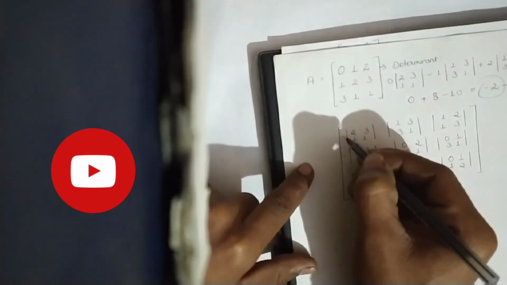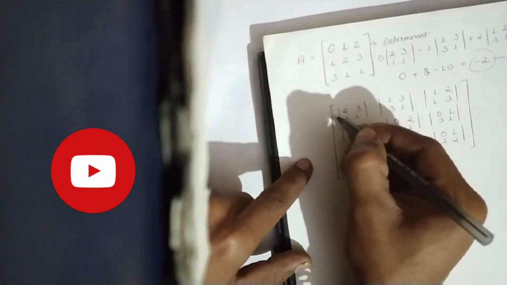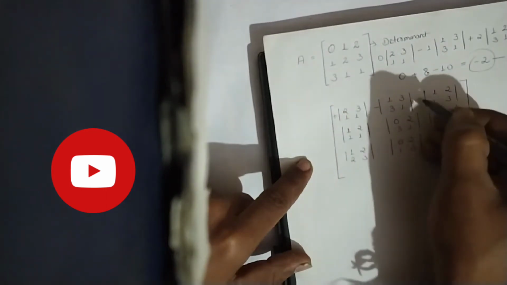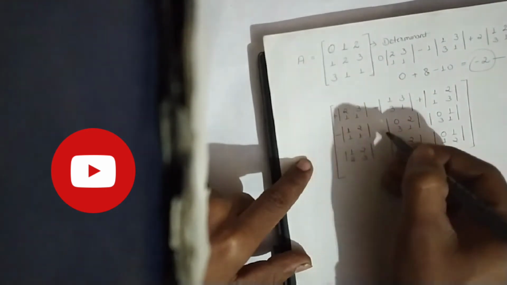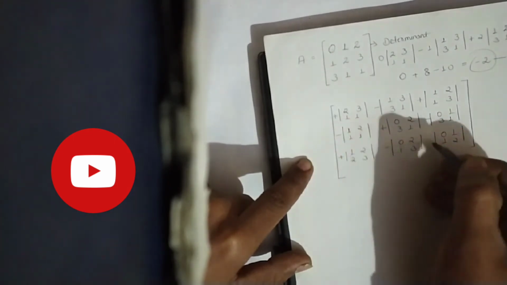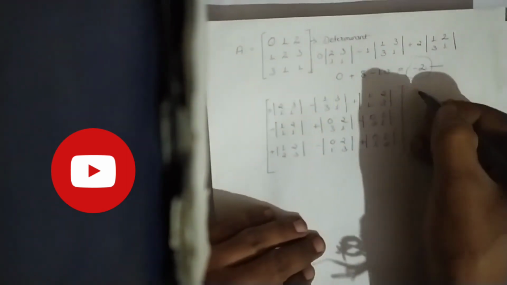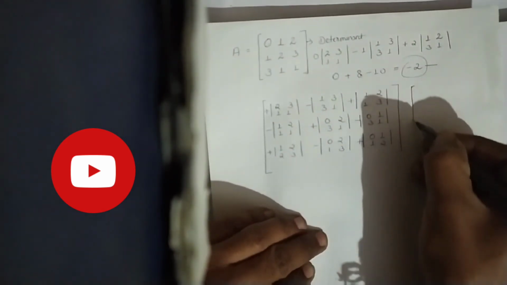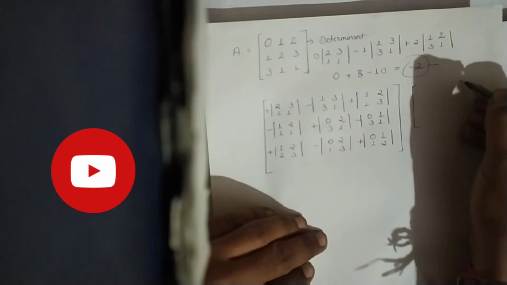So we will take the signs. How we have to take the signs is as follows. You can see here, we will firstly start from the positive sign. Positive, negative, positive, negative, positive, negative, positive, negative, positive. So now we will find the cofactors of this matrix.